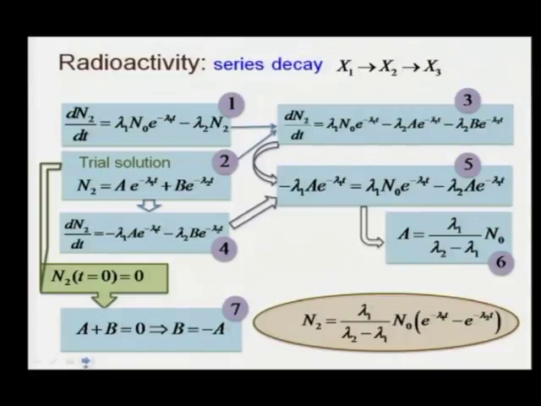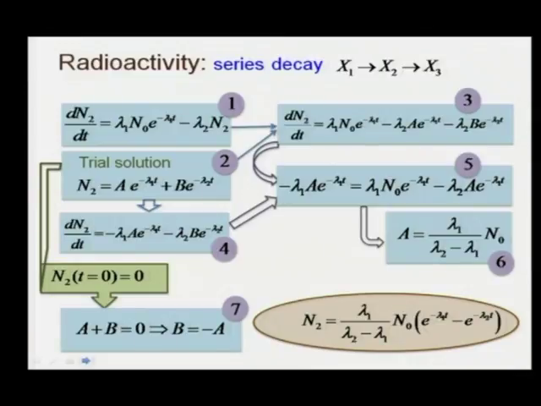So, we get both A and B, in fact A and B are simply related with each other by a minus sign, and N2 can be written therefore as lambda 1 over lambda 2 minus lambda 1 times N0 into exponential minus lambda 1 t minus exponential minus lambda 2 t. So, this is the case of a series decay of X1 to X2 to X3.